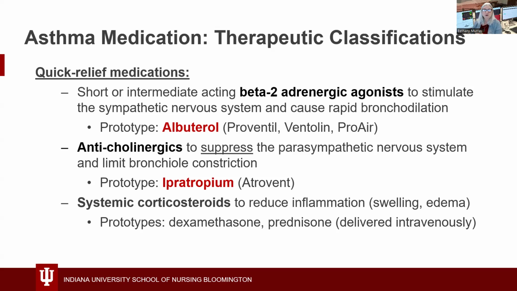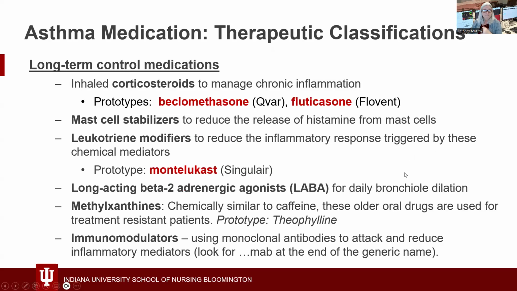And then lastly, the third way that we address asthma is by using systemic, which means whole body, corticosteroids. We can use inhaled corticosteroids for prevention, but if you're having an acute asthma attack and you need quick relief, then we're going to give you an IV of prednisone or dexamethasone, one of those corticosteroids that are going to act very, very quickly to reduce inflammation and swelling and improve respirations.